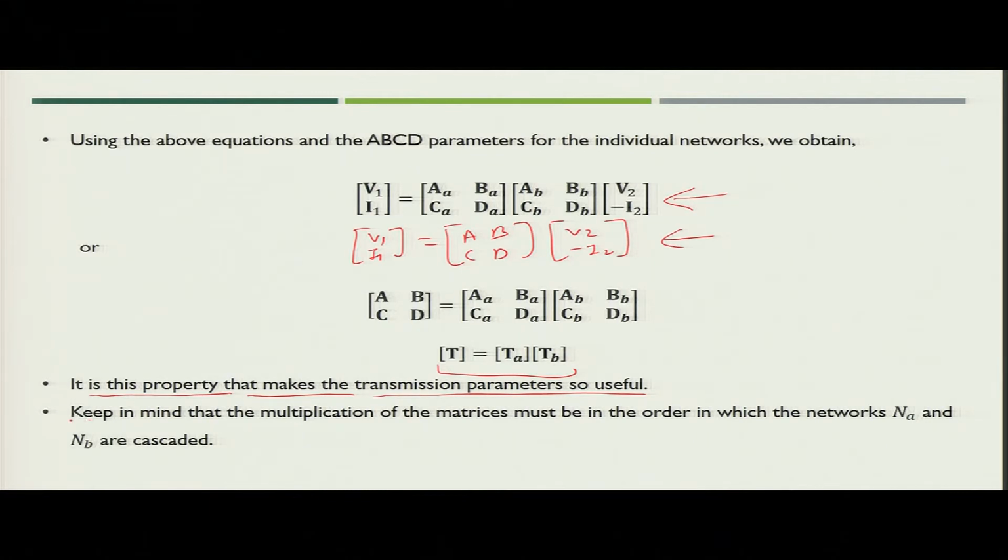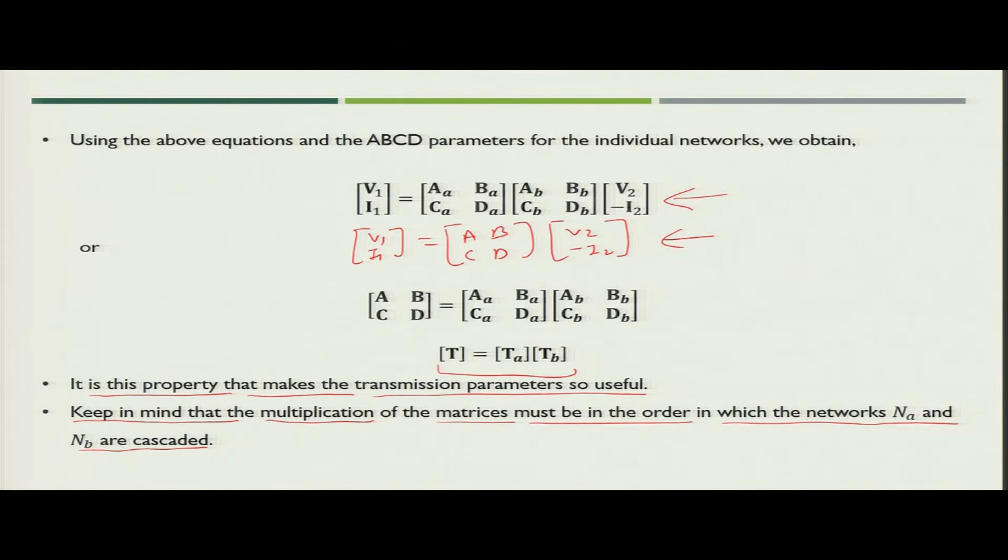Now, one thing we must always keep in mind is that the multiplication of matrices must be in the order in which networks N A and N B are cascaded. So, if B is following network A, then the matrix multiplication would be T A multiplied by T B, not T B multiplied by T A. This we have to always keep in mind.